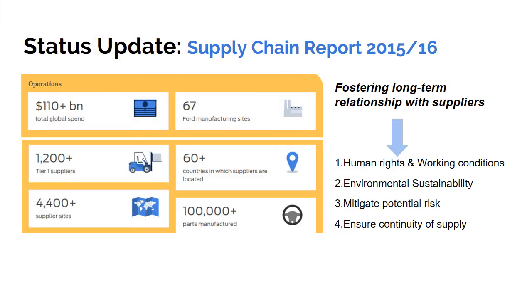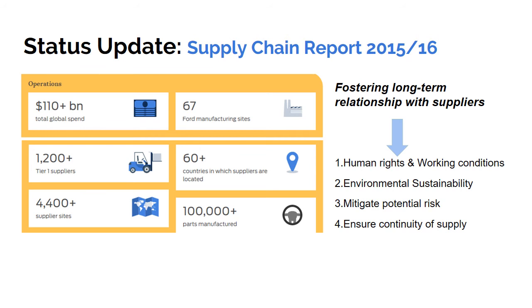To better understand Ford's current supply chain strategy, there is an annual report of Ford for supply chain from 2015 to 2016. As it indicates, Ford had put in over $110 billion into total global spending.